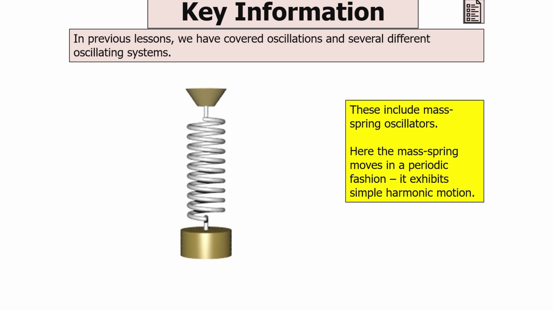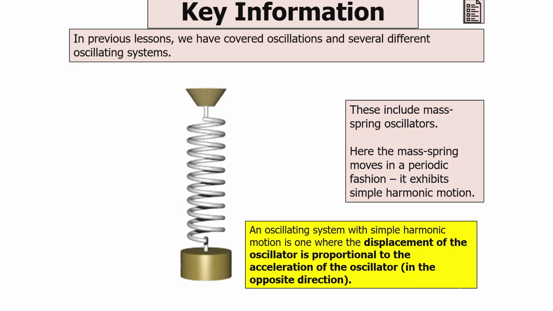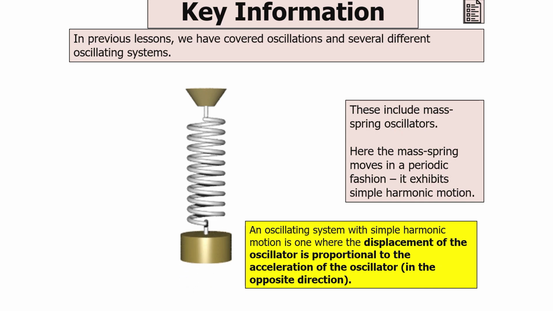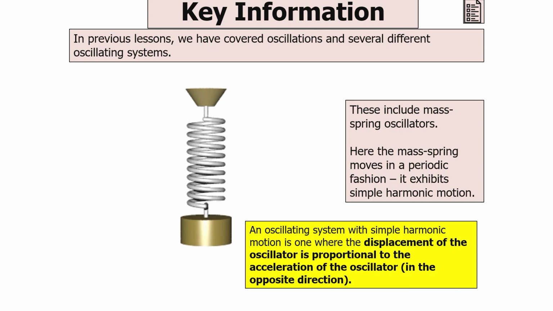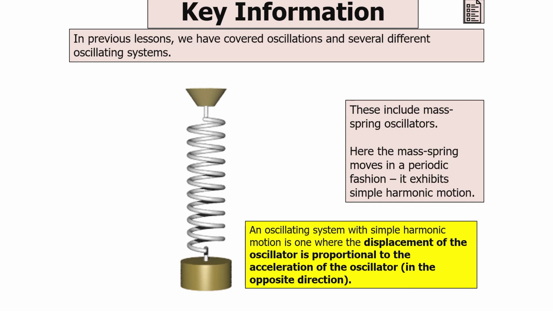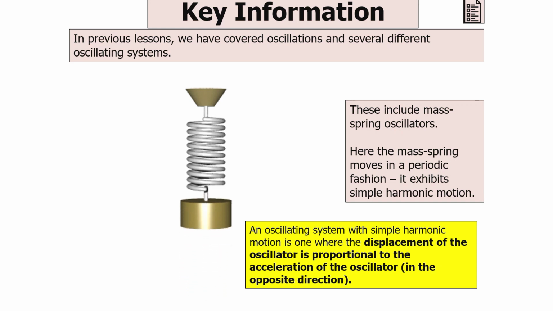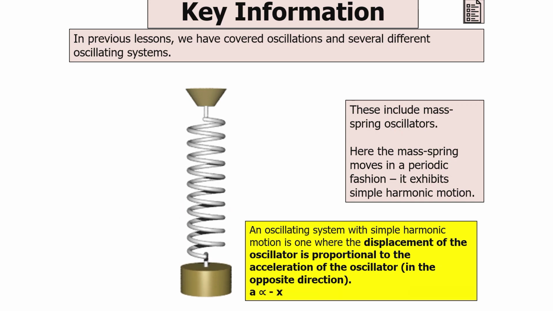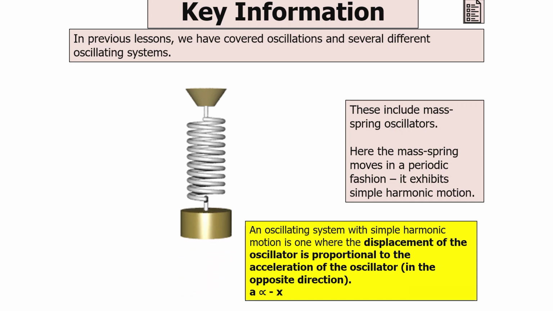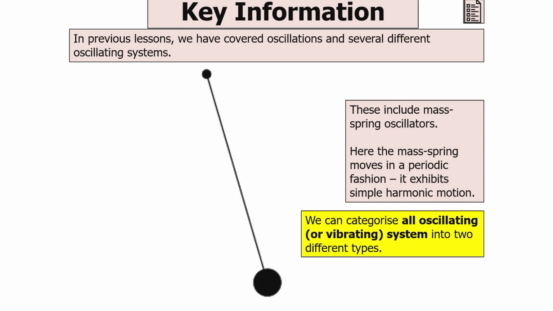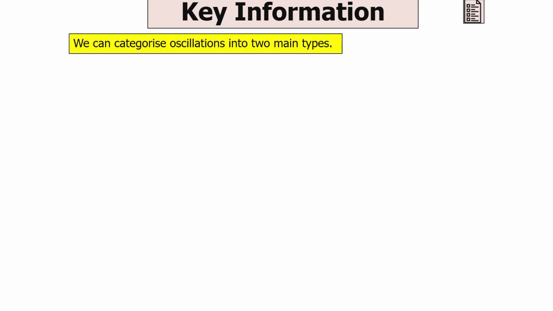It exhibits simple harmonic motion. So an oscillating system with simple harmonic motion is one where the displacement of the oscillator is proportional to the acceleration of the oscillator in the opposite direction, or a is proportional to negative x. Now we can categorize all oscillating or vibrating systems into two different types. So there are two main types.